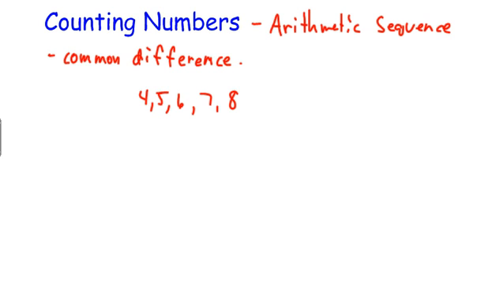The most basic kind of arithmetic sequence would be a sequence like this: 4, 5, 6, 7, 8. The common difference is 1. It's just basic counting. Now, when the question is, how many numbers are there from 4 to 8? Well, everybody watching would probably just count it to begin with and see the answer is 5.